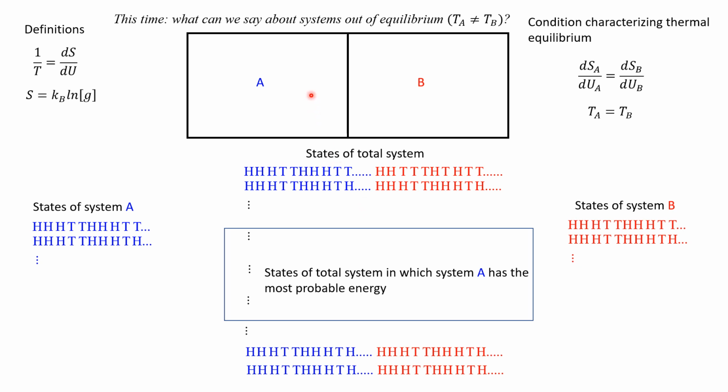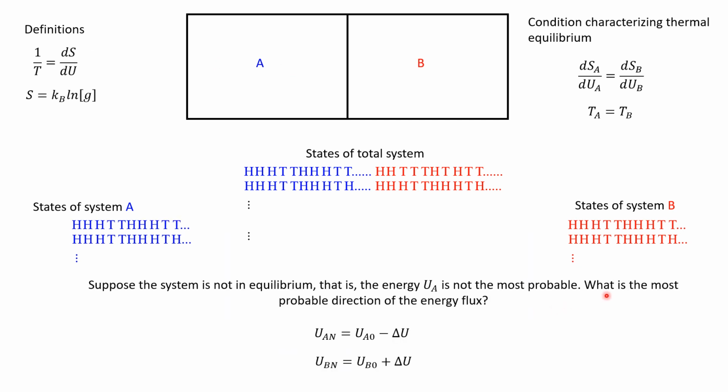But even though we cannot use the fundamental assumption to study systems out of equilibrium, we can still predict how they will exchange energies as they evolve towards the condition of equilibrium. And this is what we're going to do in this lecture. We're going to ask the question, is it more probable that system A will send energy to system B, or is it more probable that system B will send energy to system A? Okay, so we want to know what is the most probable direction of the energy flux.